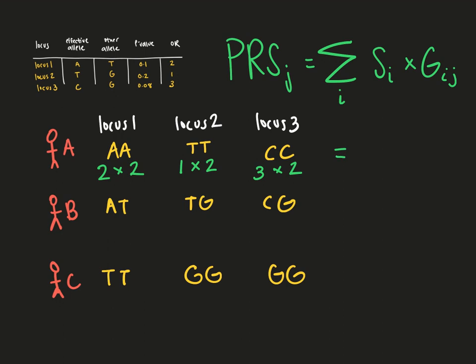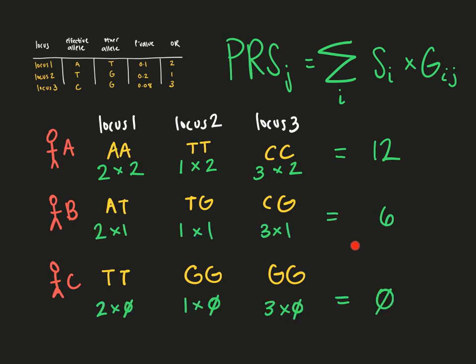And now, as the equation states, I sum up all of those values. So this is a weighted sum, weighted to the strength of the association and the number of copies of that allele that each person has. So for individual A, I get a value of 12. You can pause the video here and fill in the rest if you want to check your math.